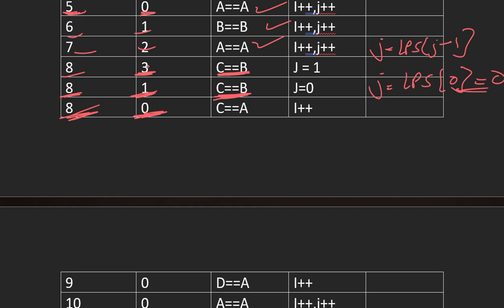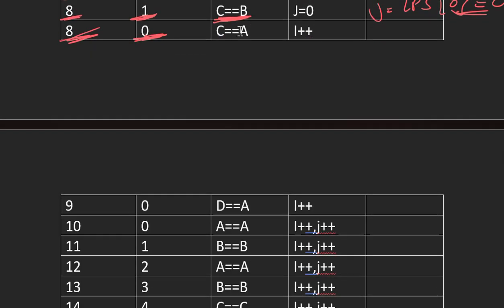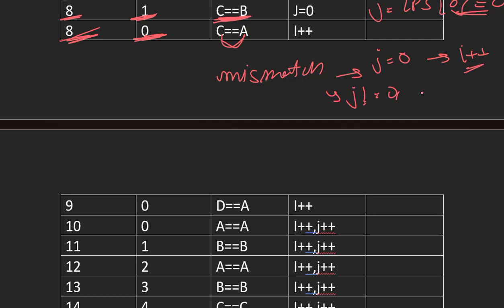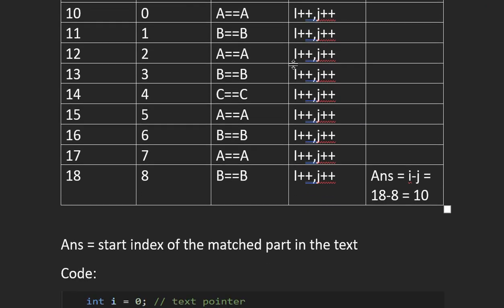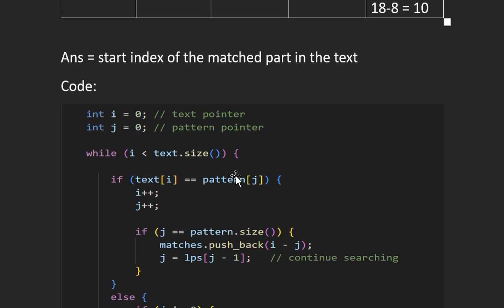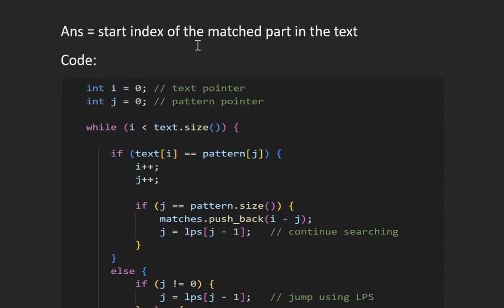And we are not changing I, if you have noticed, right? Then again we check whether C is equal to A. No, C is not equal to A. So if mismatch happens, then there are two cases. If J is equal to 0, then we directly increment I, that's it. And if J is not equal to 0, then we make J equal to LPS of J minus 1. We are updating by this, and then again checking the same things, right? So this way we'll be checking for all the indexes, and the answer will be storing the start index of the matched pattern.